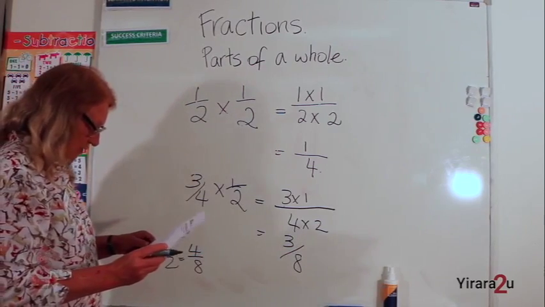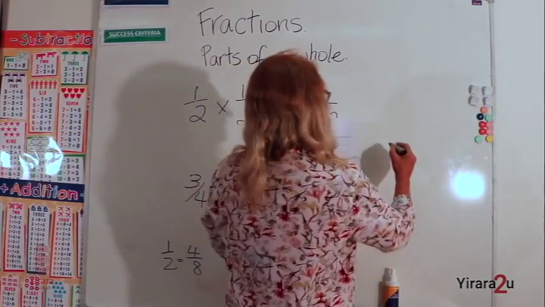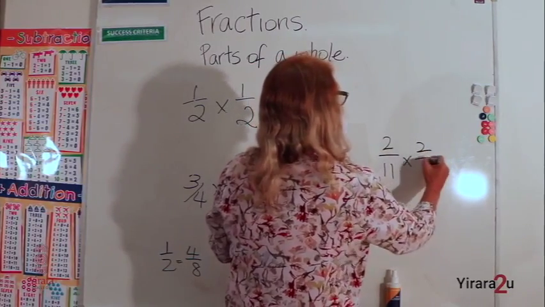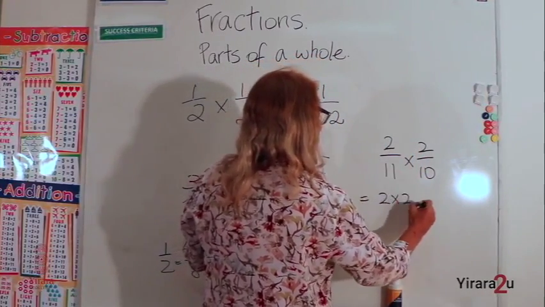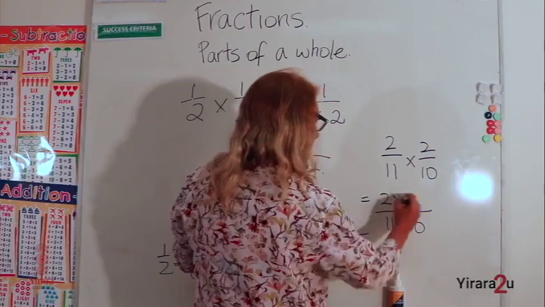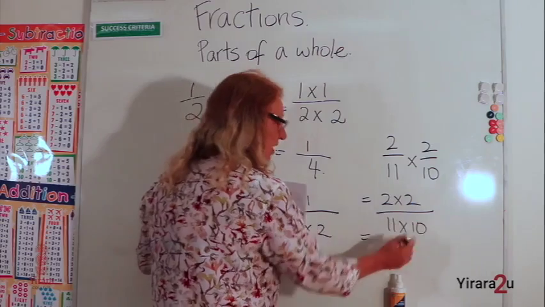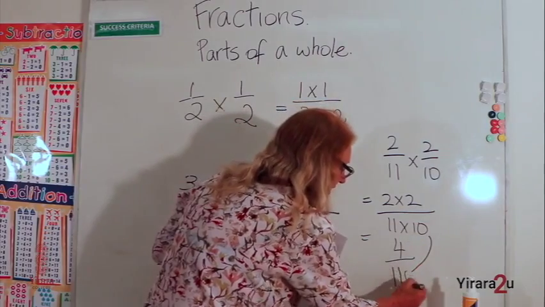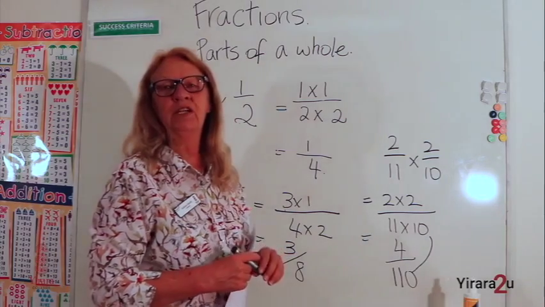Okay, one last one and I'm going. So, over here we can go 2/11 of 2/10 equals, top one's on the top, bottom one's on the bottom. 2 times 2 is 4, 11 times 10. Anytime you multiply by 10, you just bring the original number down and add the 0. 4/110ths, that would be a very small fraction.